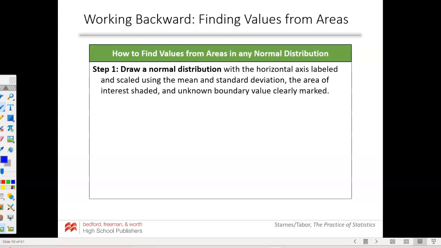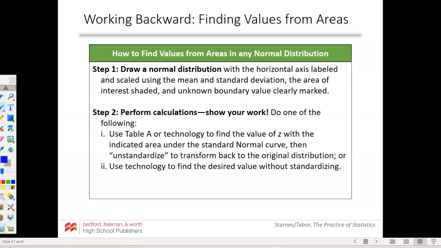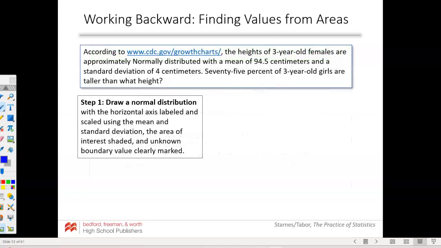Okay, so we're going to work backwards today instead of having a value and using norm CDF to find the area under the curve. We're going to be given the area under the curve. Still need to draw the normal distribution. You're going to use technology to get that. There's two ways to do that. We'll show you both ways. And be sure to answer the question asked. That's actually always true.